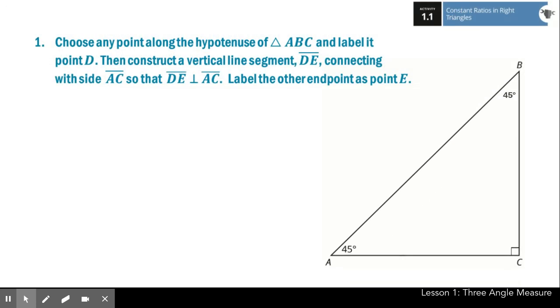So question 1 in this lesson is choose any point along the hypotenuse of triangle ABC and label it point D. Then construct a vertical line segment DE connecting with side AC so that DE is perpendicular to AC, and then label the other endpoint as E. So I'll go ahead and do that now, and then you can copy that into your workbook.